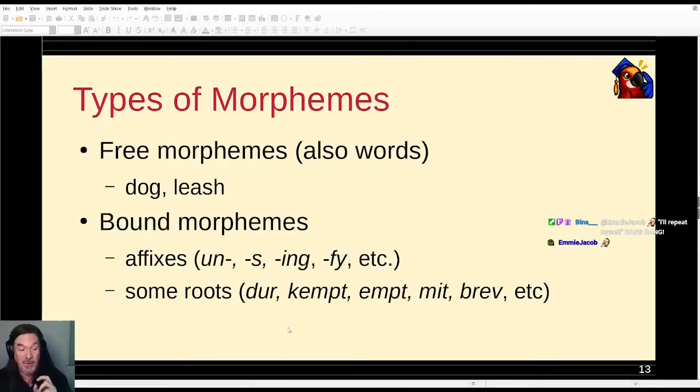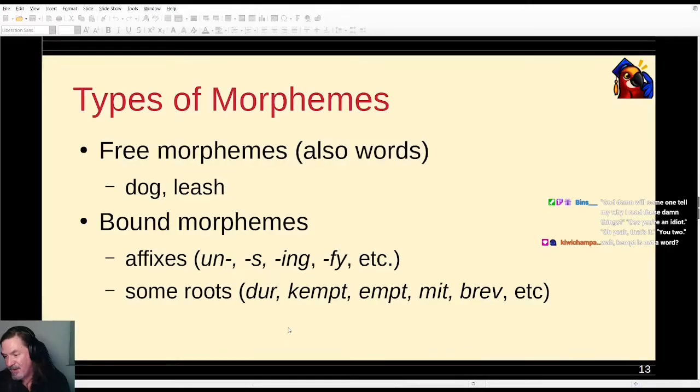Some roots of words are free, some are bound. So dur, like endure, durable, that root doesn't exist. Kempt, right? Unkempt is a word, but kempt is not. Etymologically, sometimes a root might historically have been a word, but it disappears from common usage. Empt, like preempt, exempt, things like that.